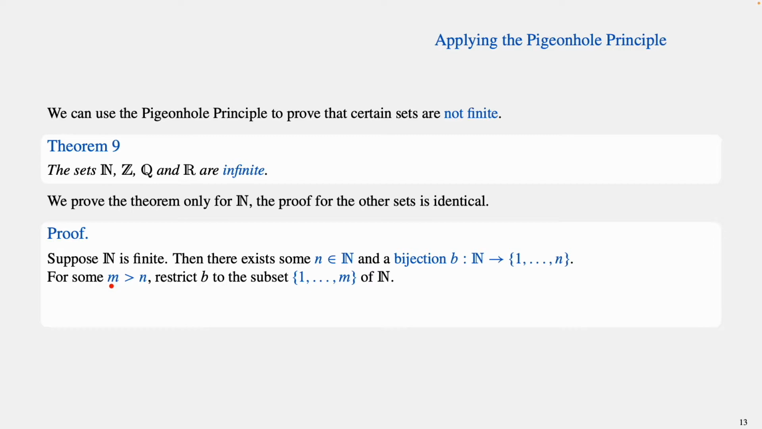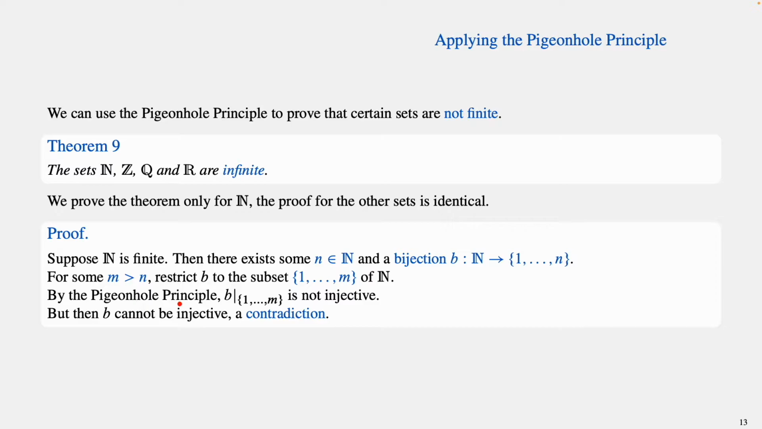Now I pick any natural number m that is larger than n. Such a natural number always exists. For example, n plus 1 is always larger than n. And I restrict b, this bijection here, to the subset of numbers from 1 to m, which I can do because the natural numbers contain as subsets all of these subsets of numbers from 1 to m. Now the pigeonhole principle tells me that this restriction, b restricted to 1 to m, is not injective. But if b restricted to a subset is not injective, then b overall can't be injective. But this contradicts b being a bijective map, because a bijective map in particular has to be injective. So we arrived at a contradiction, and our assumption that the natural numbers are finite therefore must be false, and this means they are infinite.